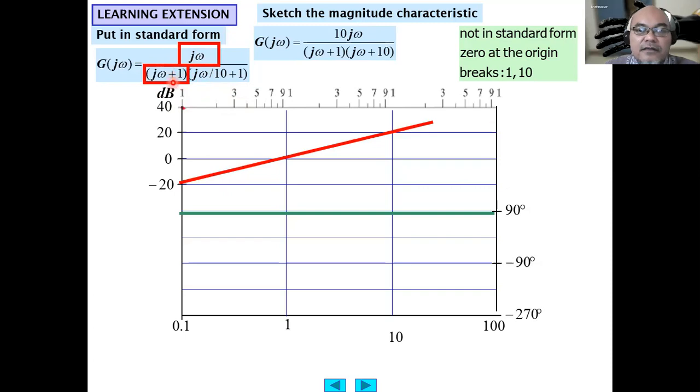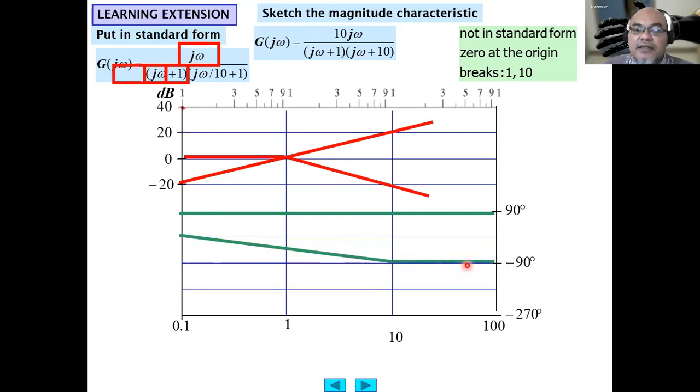Then the first pole, j omega plus 1, has a break frequency at 1 radian per second at this line. Before that the asymptote will be at 0 decibel. After that the asymptote will decrease by minus 20 decibel per decade. The phase at the origin is 0 degrees, then decreases by minus 45 degrees per decade until it reaches minus 90 at 10 radian per second, then is asymptotic at minus 90 degrees.